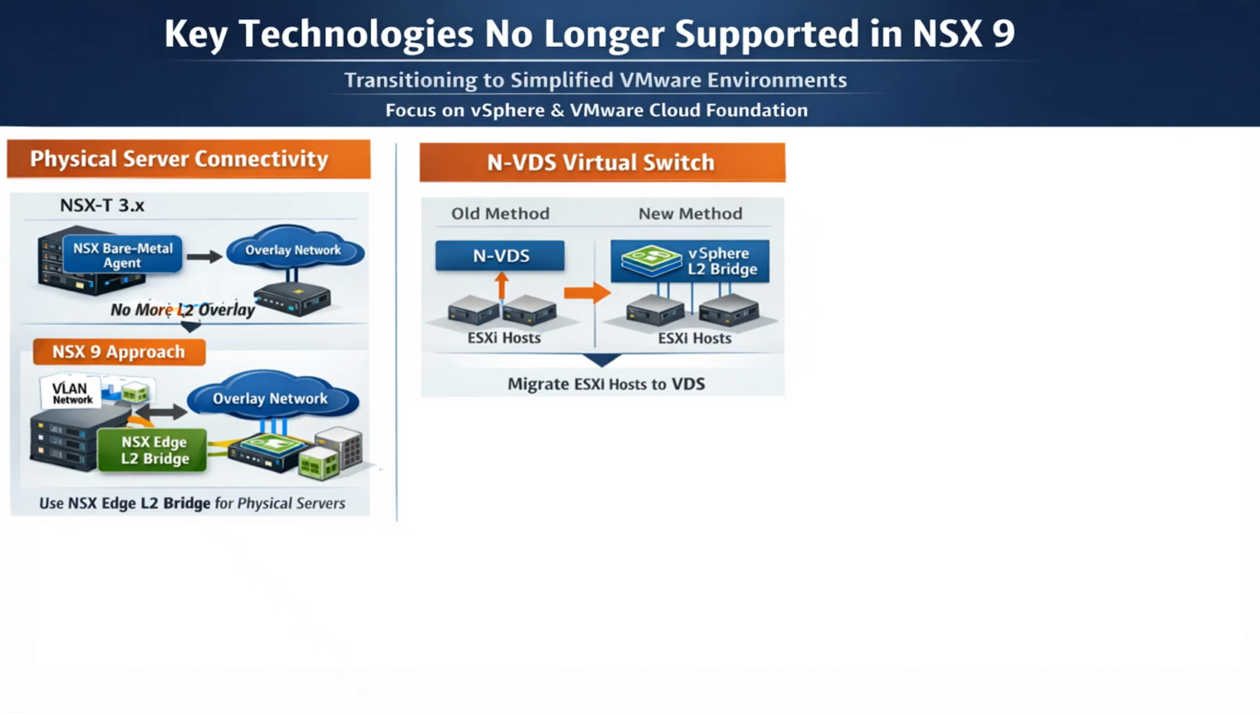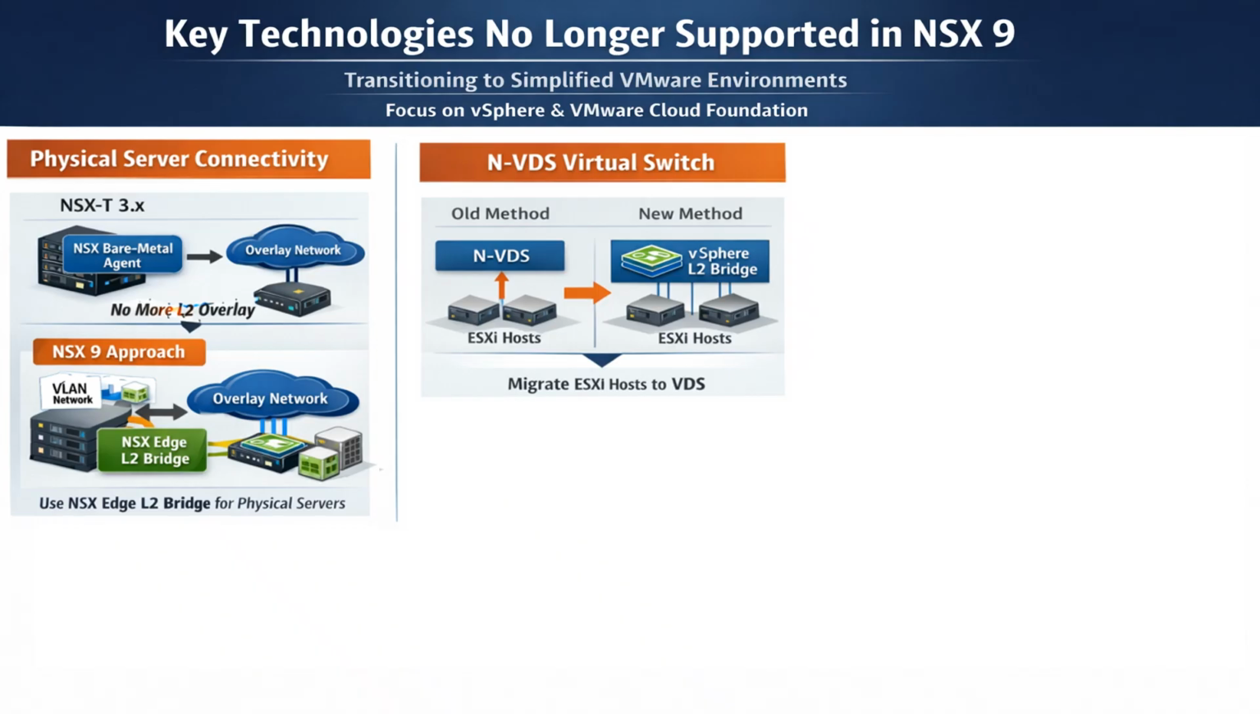N-VDS still exists in a few special cases such as edge nodes or certain bare metal deployments, but it is no longer used for ESXi hosts. So before upgrading to NSX 9 from an older version, administrators have to migrate all ESXi transport nodes from N-VDS to the normal virtual distributed switch. For this, VMware provides migration tools to help perform this conversion safely. In real-time production support, that we'll be discussing during the NSX 9 class.